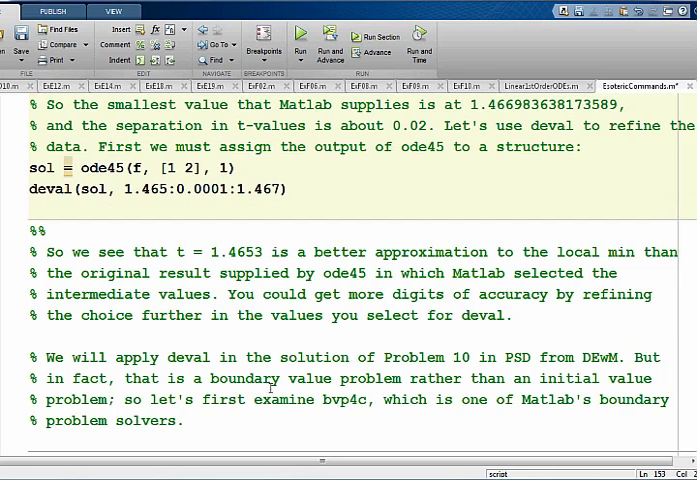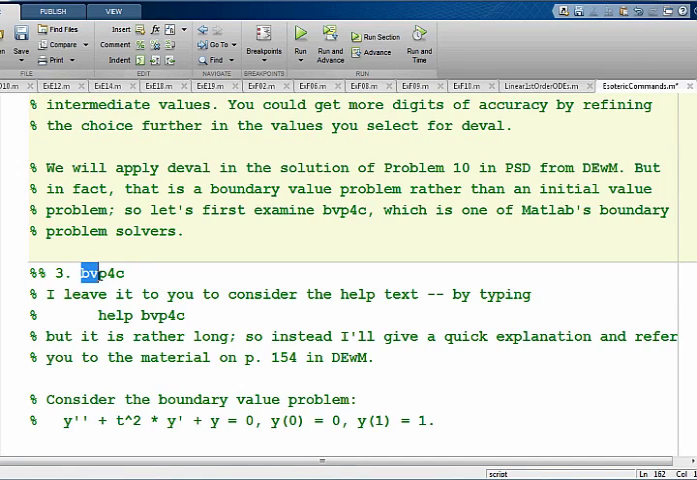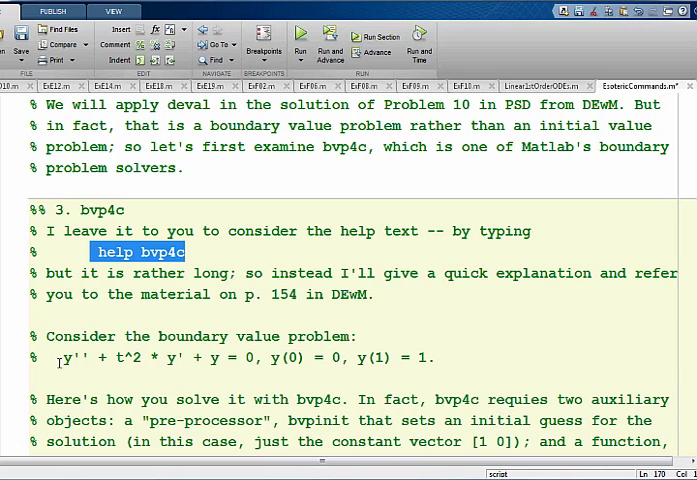Okay, we will apply deval in the solution of problem 10 in problem set D, but in fact that's a boundary value problem rather than an initial value problem, and so I'm going to first look at BVP4C before I actually supply that example. So continuing, we're now going to look at BVP4C. I'll let you look at the help text by, of course, typing help bvp4c. It's a little long. So instead I'll give a quick explanation and refer you to the material on page 154 in Dome. So let's consider a boundary value problem.